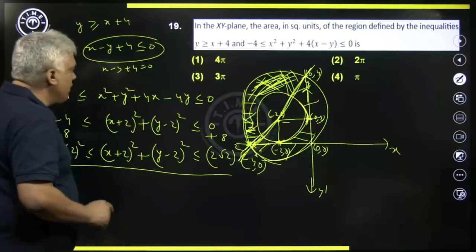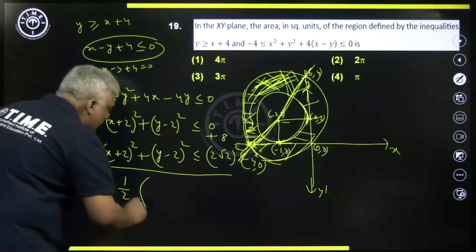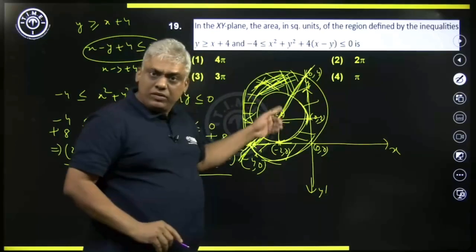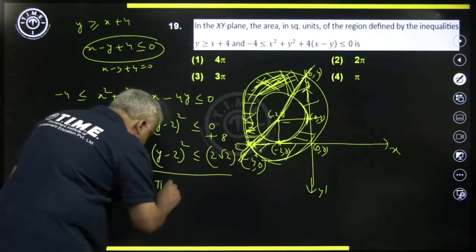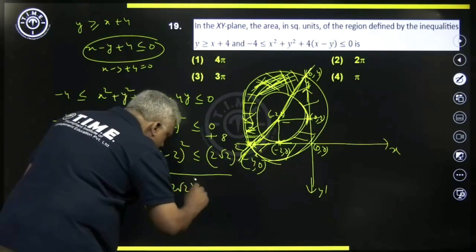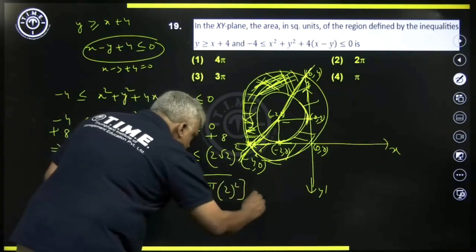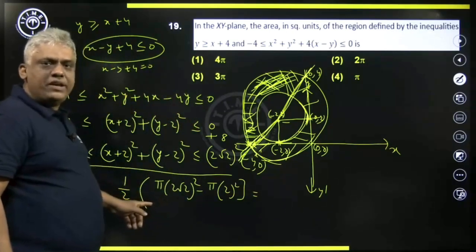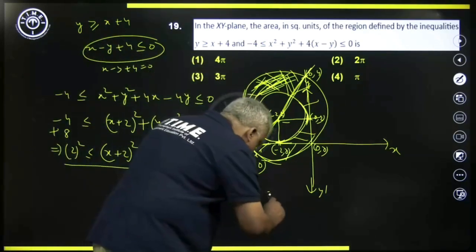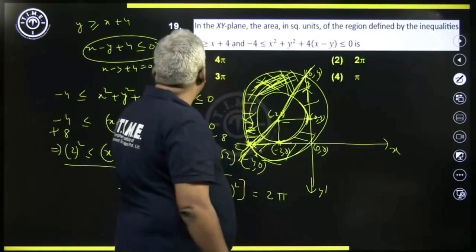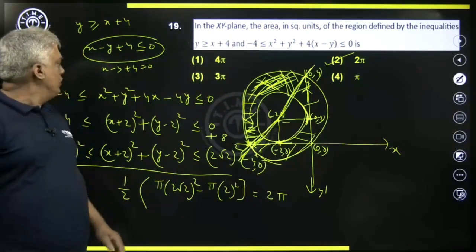So the answer is half of this ring, and this ring's area will be the area of the big circle minus the area of the small circle, which is pi times (2 root 2) whole squared minus pi times 2 squared. So this is 8 pi minus 4 pi, that is 4 pi, and half of 4 pi is 2 pi. So the answer is 2 pi, which is option 2. I hope this is clear.